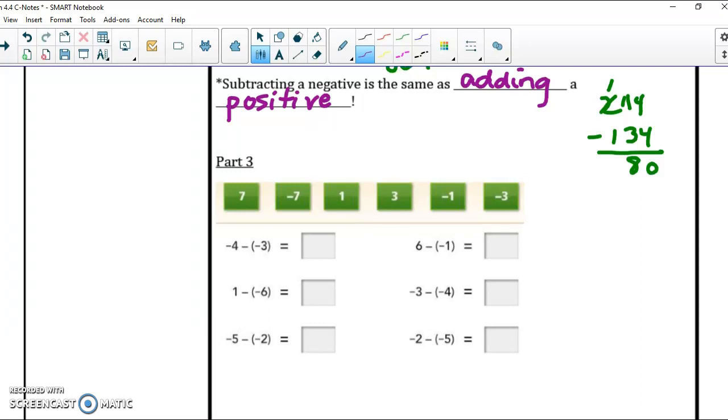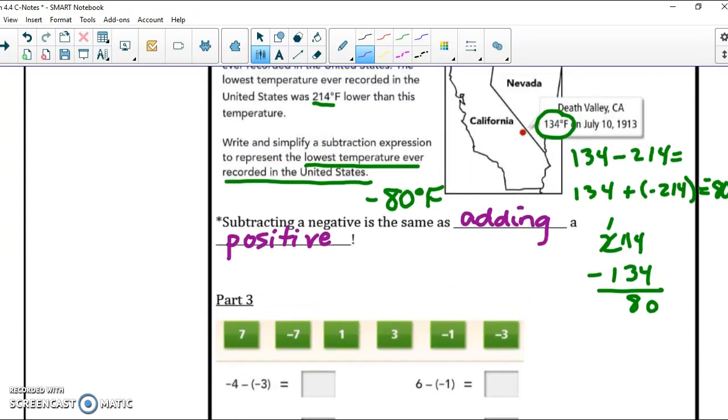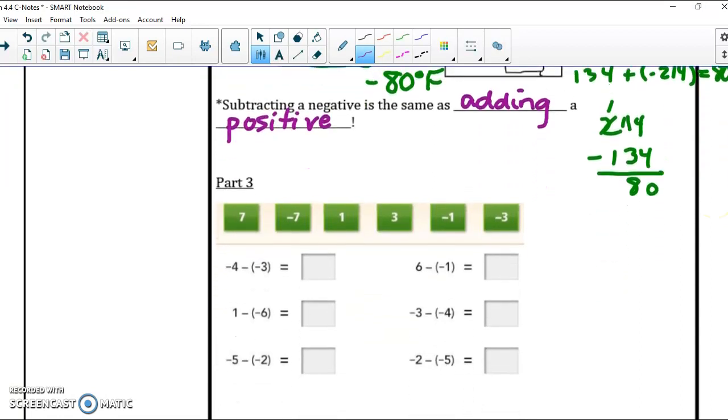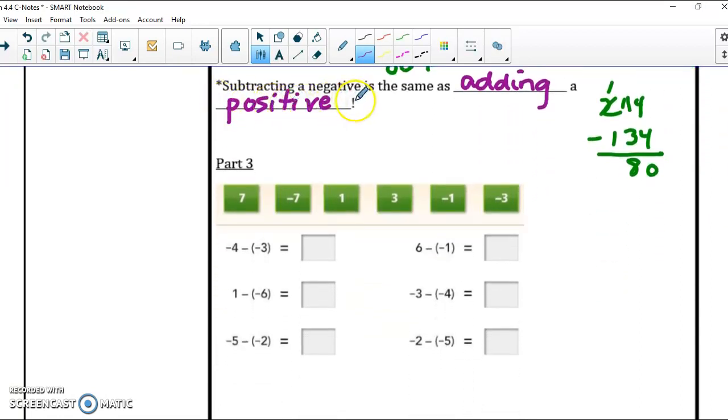If I'm adding numbers with different signs, like we just did up here with our temperature problem, then I'm going to find the difference. I'm going to subtract these numbers, and my larger number takes the sign. So my bigger number is negative, so my answer is negative. Now today, our new rule we're looking at is subtracting negatives. So what we need to know is that subtracting a negative is the same as adding a positive. And here's what that looks like. On this example right here, negative 4 minus negative 3.